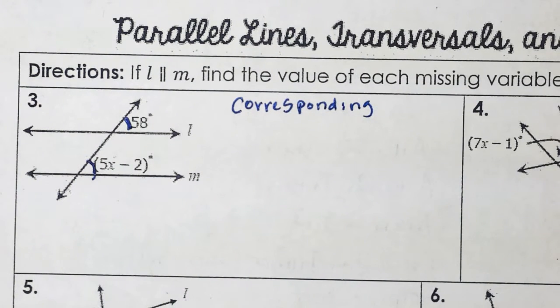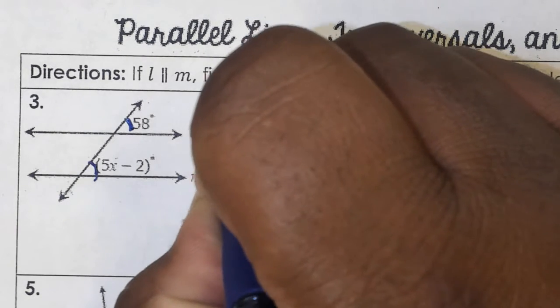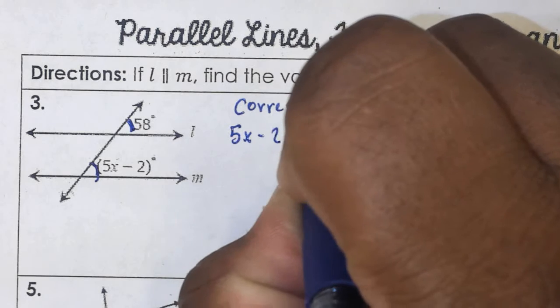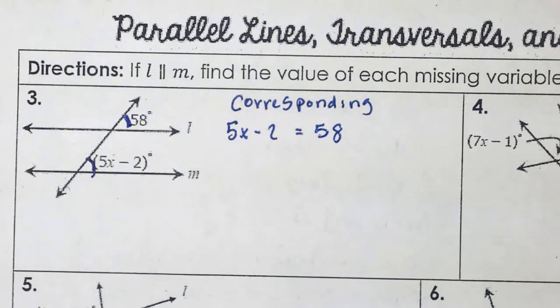If they're corresponding, then that means they're what, Earl? Up at the top, the top of your notes. They're congruent. I keep saying that because I want y'all to understand which ones are equal and which ones aren't. If they're congruent, then they're equal. You should be able to simply write an equation. The equation is 5x minus 2 equals 58. If you can set this up correctly, it should be easy for y'all to solve these.